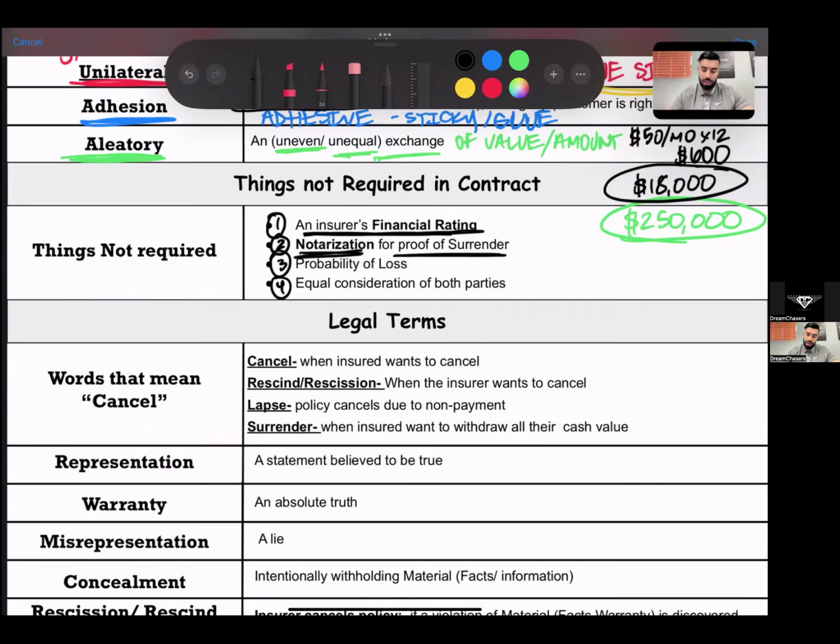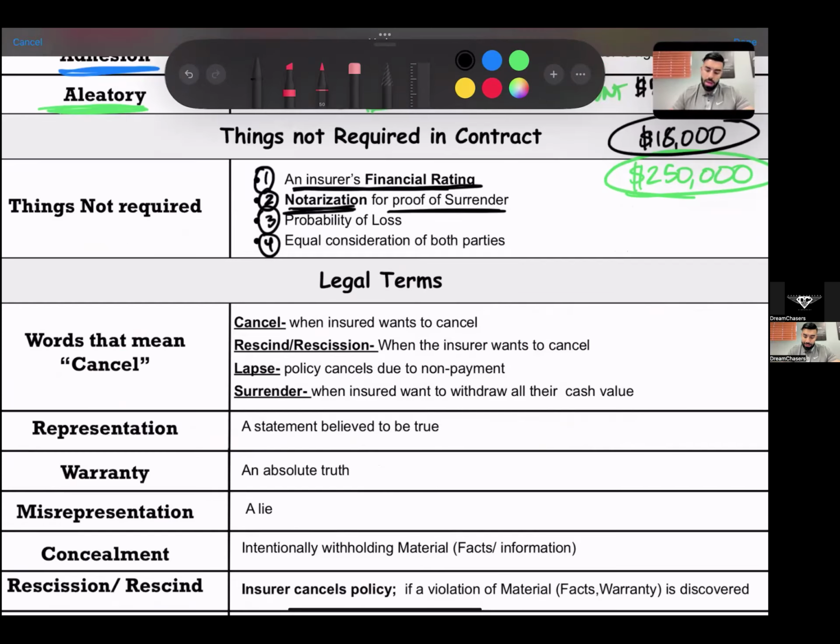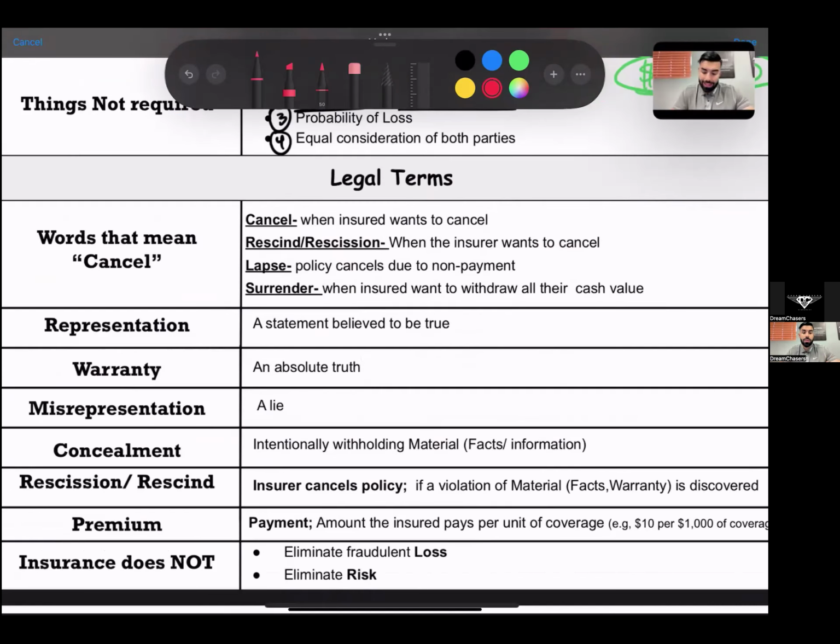Okay. Now, a couple of legal terms here. Words that mean cancel. Obviously the word cancel means you're just ending the policy, right? You're canceling it. Rescind or rescission. This word may be written either way. Rescind or rescission, it means exactly the same thing. I'm going to go ahead and cover it down here because it pops up down here again, and I'm going to go through the next couple of words just so rescission down here makes sense.